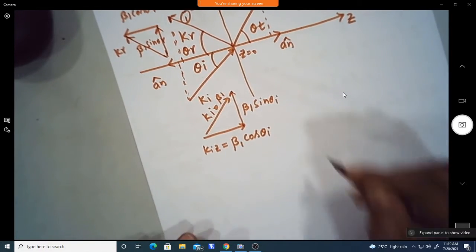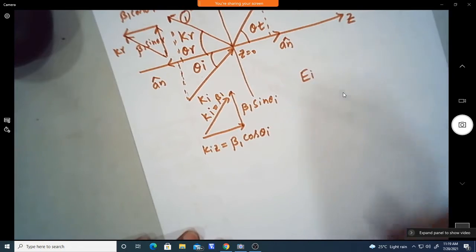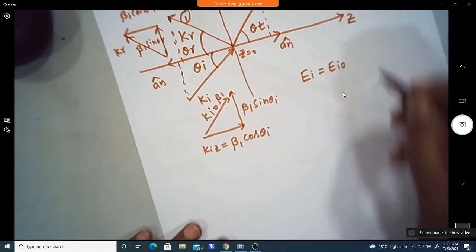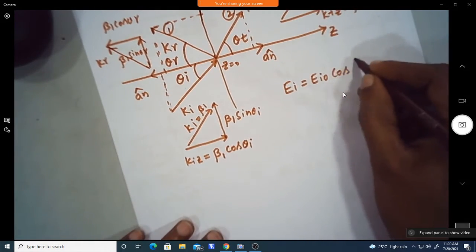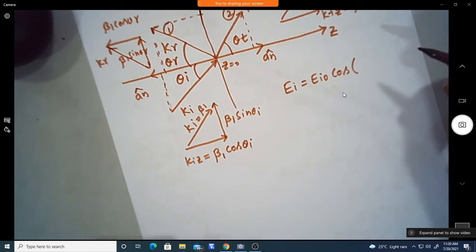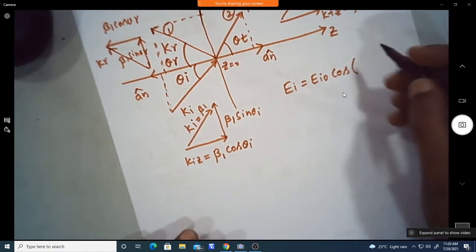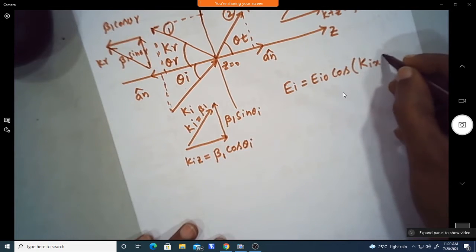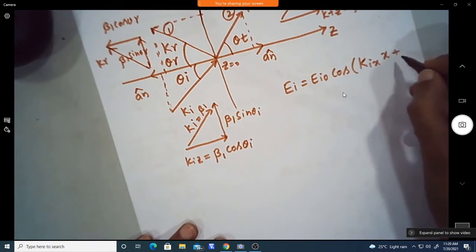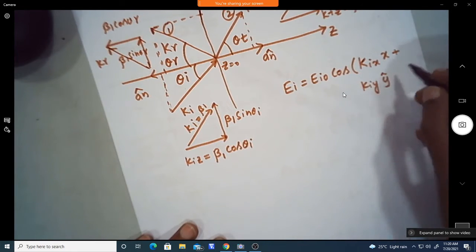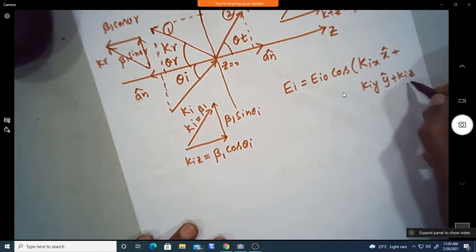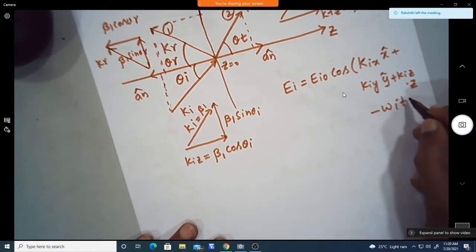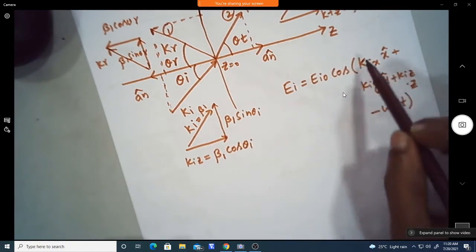Now we can express the electric field intensity of the incident wave, Ei, in terms of its magnitude: Ei0 cos of omega t minus beta x, beta y, beta z, generally. Here we express it in terms of the propagation vector components: kix in the direction of x, plus kiy in the direction of y, plus kiz in the direction of z, minus omega i t. This is the incident electric field.